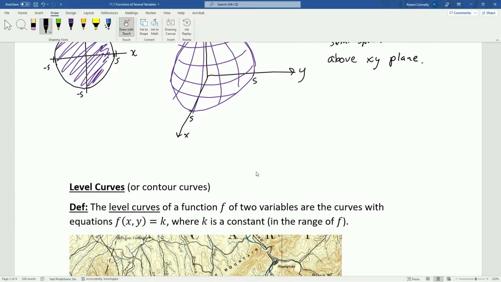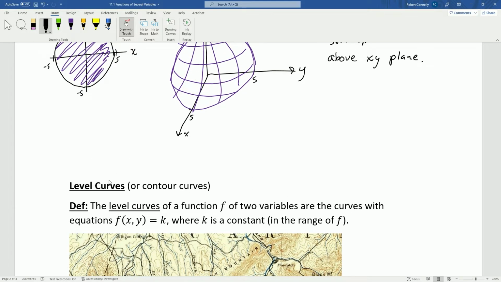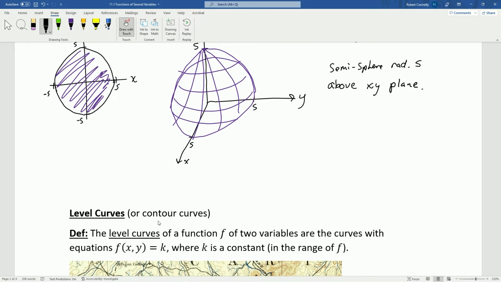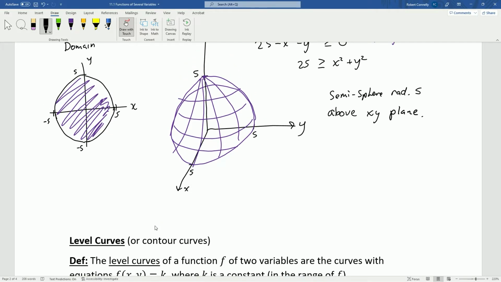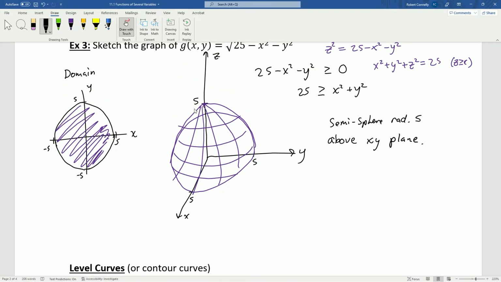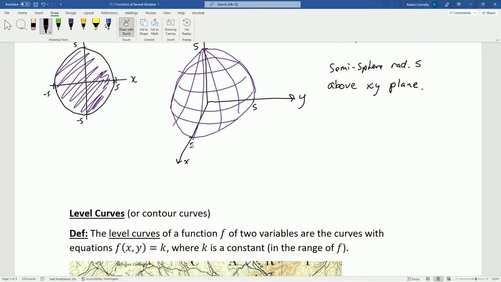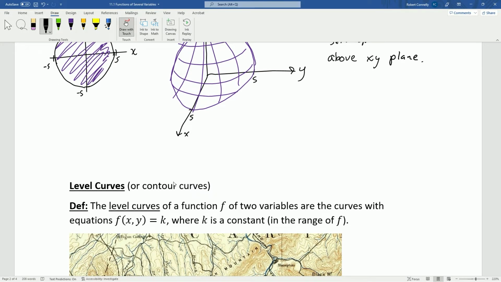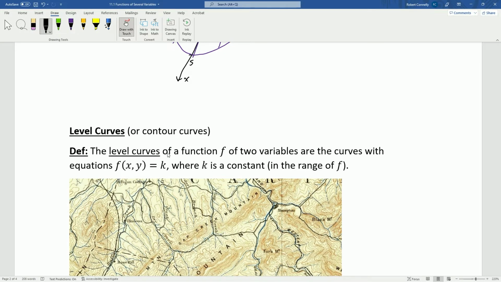Let's go ahead and move on to another idea here, the idea of level curves or contour curves. So level curves are a really helpful tool in visualizing things. In particular, it's obviously quite hard to draw some three-dimensional surfaces, but level curves are much easier to draw and can still give you an idea of how the curve behaves in 3 dimensions. So the level curves of a function f of 2 variables are the curves with equations f of x,y equals k, where k is a constant.